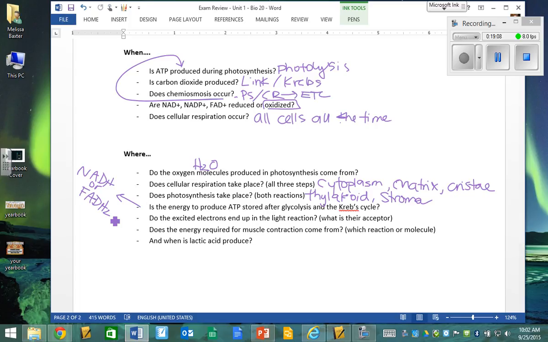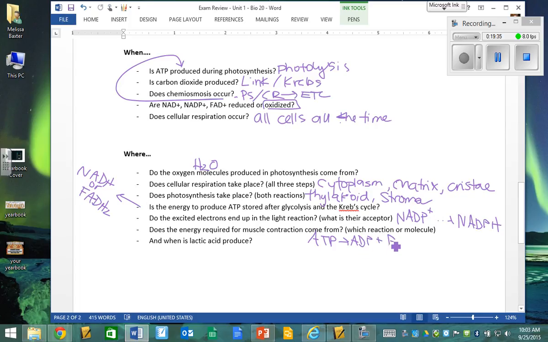Where do the excited electrons end up in the light reaction? We've already actually answered this, but they end up with NADP, and they help reduce it to NADPH. Where does the energy for muscle contraction come from? ATP turning into ADP and phosphate, like we mentioned on the other side of the page.